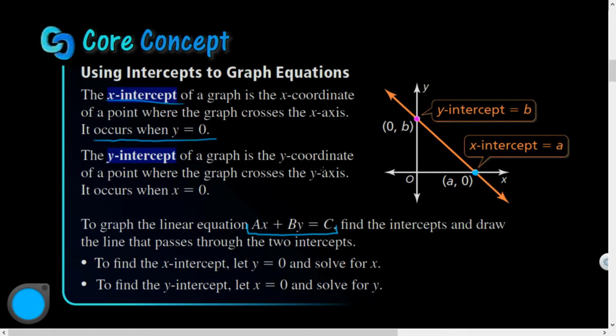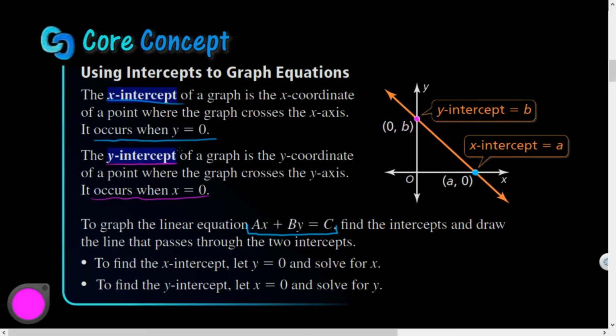because it had to stay on the x-axis. And similarly with your y-intercept, every point on the y-axis happens to have 0 as its x-coordinate. 0, 0; 0, 1; 0, 10; 0, negative 3. All of these points needed to not move left or right, and so their x-coordinates had to be 0.